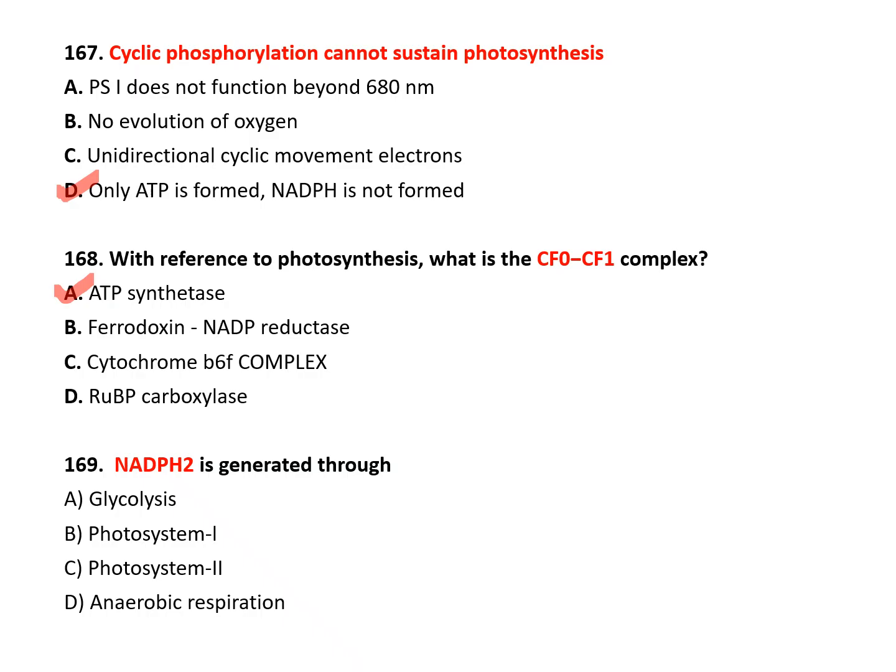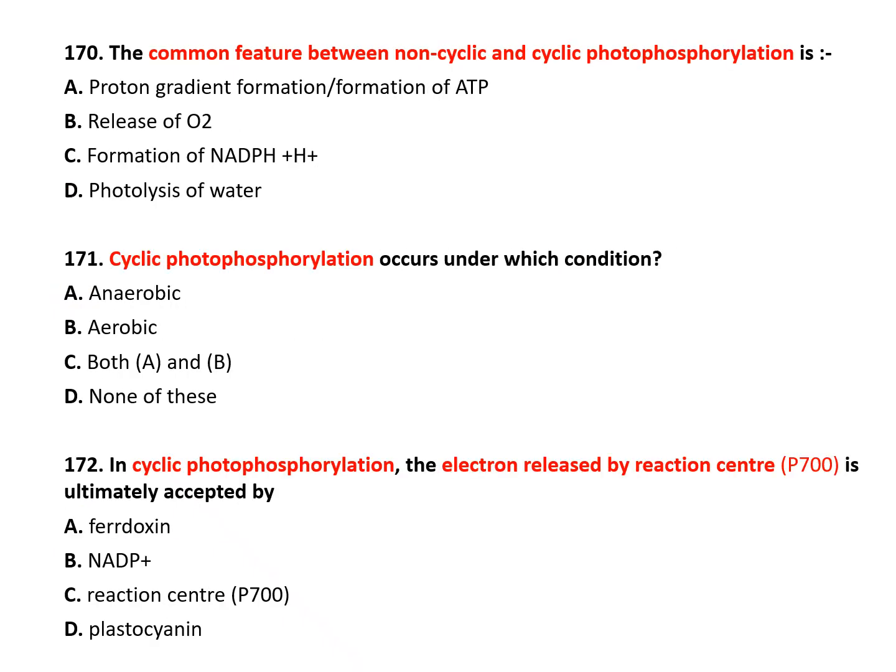NADPH2 is generated through option A, glycolysis. Option B, photosystem 1. Option C, photosystem 2. Option D, anaerobic respiration. The correct answer is option B, photosystem 1 in non-cyclic phosphorylation. The next question number 170.